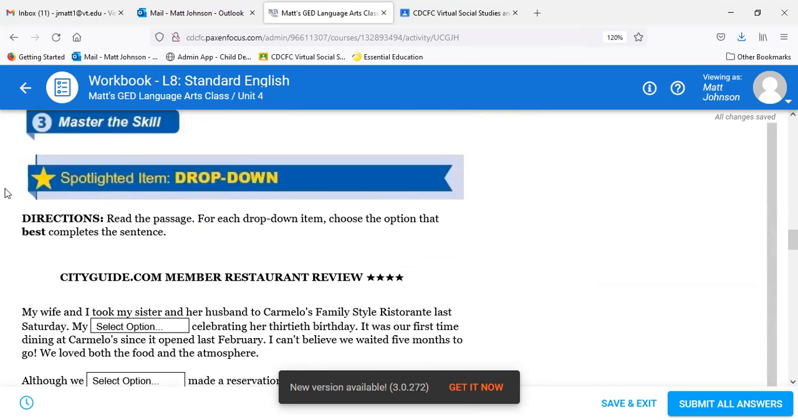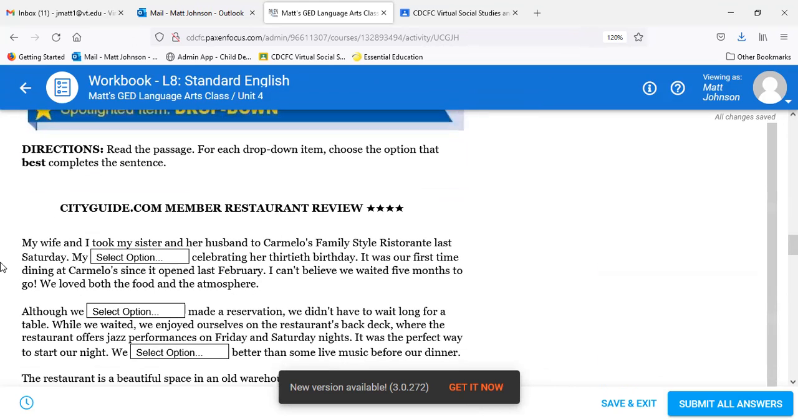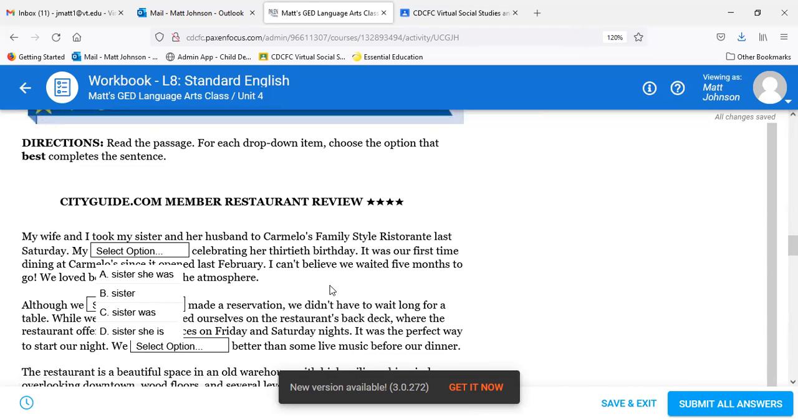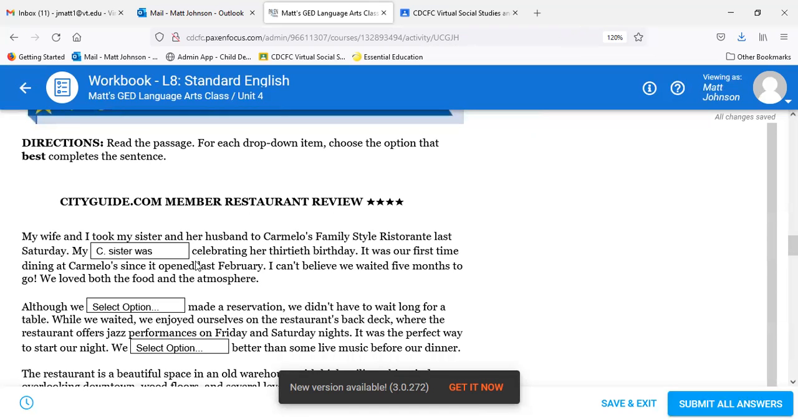Okay, knittyguide.com member restaurant review. My wife and I took my sister and her husband to Carmelo's Family Style Ristorante last Saturday. My blank celebrating her 30th birthday. Tracy, what do we want here? My sister was. My sister was celebrating her 30th birthday.